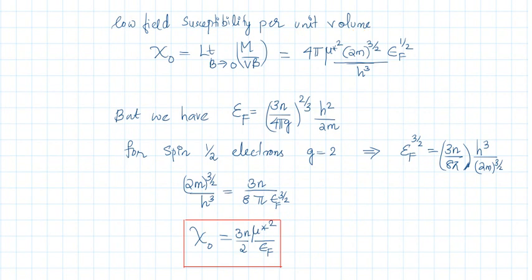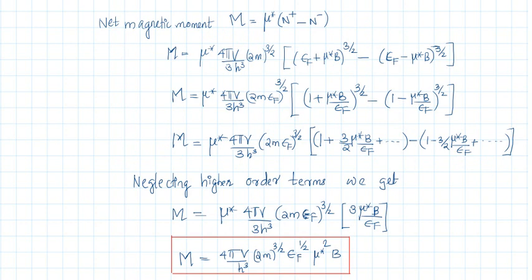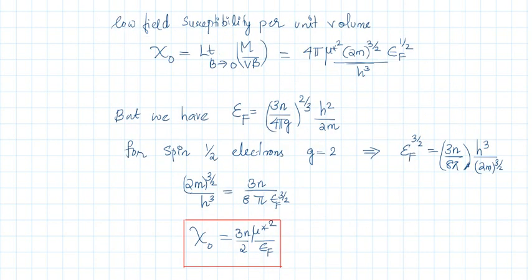χ₀, this 0 means we are calculating at absolute 0. And it is defined as the limit B tends to 0 of M divided by VB, because it is susceptibility per unit volume. That will be 4π μ*² (2m)^(3/2) / (h³ E_F^(1/2)). Simply divide this quantity by VB. This is the value.